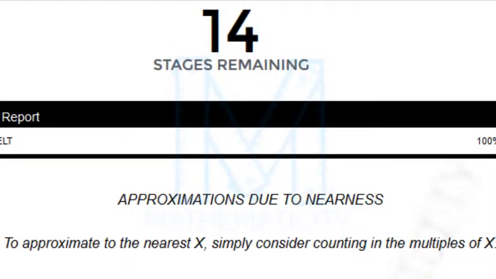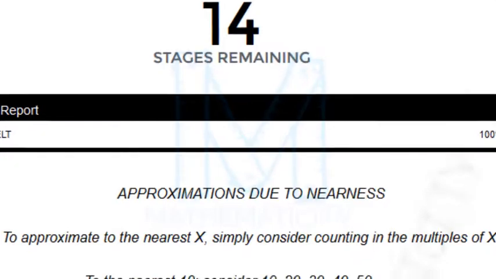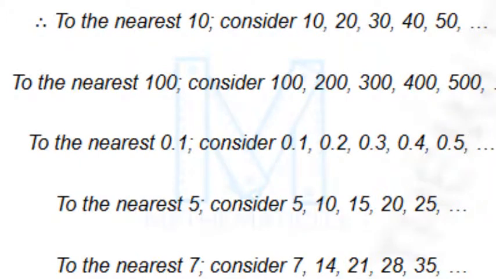Now, to approximate to the nearest x, simply consider counting in the multiples of x. If you're going to approximate to the nearest 10, consider counting 10, 20, 30, 40, 50. If you are going to approximate to the nearest 100, consider counting 100, 200, 300, 400, 500, and so on.